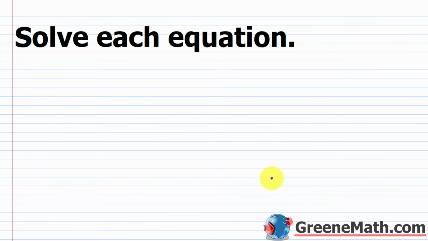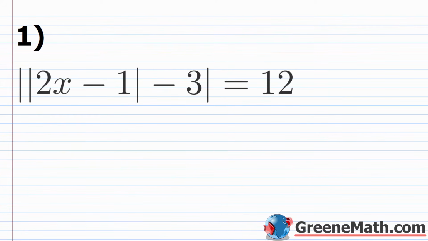All right, let's take a look at our practice test. We're told to solve each equation. And for the first problem, we're going to have an absolute value operation that's nested inside of another absolute value operation. So here you have the absolute value of, and then you have the absolute value of 2x minus 1, then minus 3, and this equals 12. So how are we going to solve something like this?